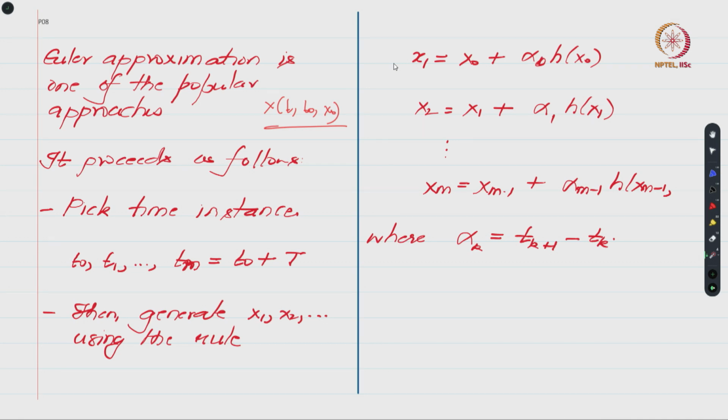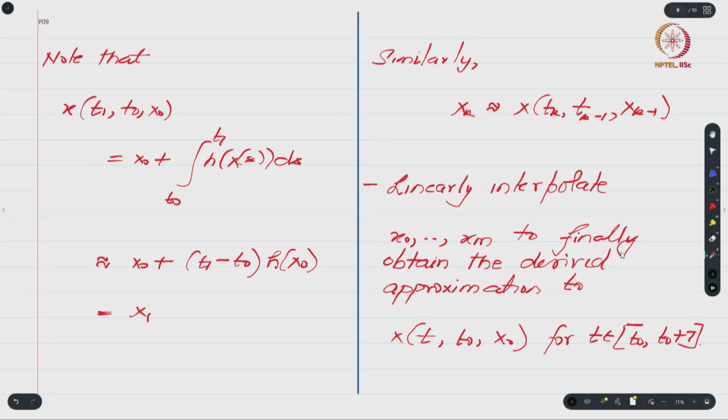Now again you repeat the same process: you start at x1, to it add alpha 1 times h of x1, and whatever is the resulting value you call x2, and you continue this way of defining x3, x4, x5 and so on until xm, which is given by the expression xm minus 1 plus alpha m minus 1 times h of xm minus 1, right, where this alpha k is defined to be tk plus 1 minus tk. Is this okay?